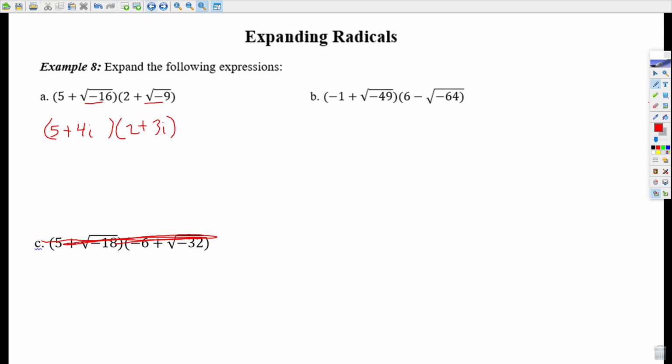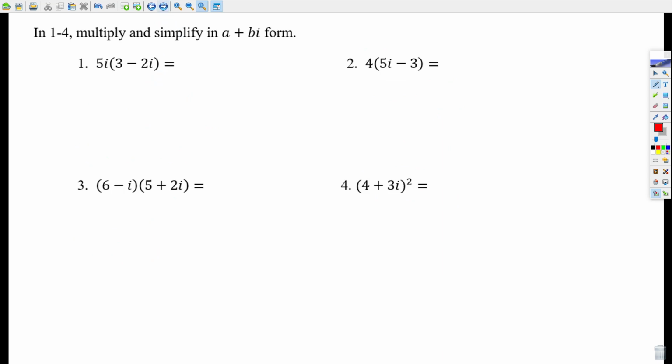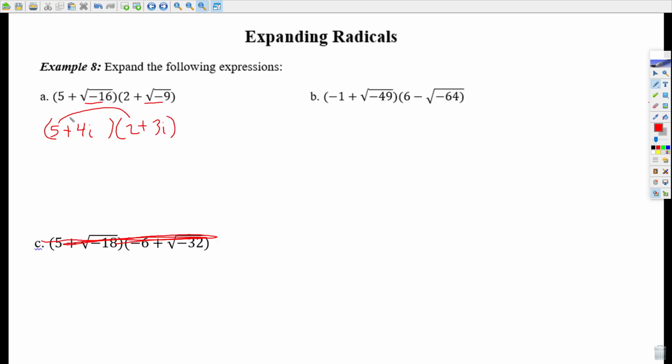So now we actually have a problem that we just did back here. You know, we have i's in these positions, and so it's no different. Where we can do the arches and finish it off from there. So let's go ahead and go through that. 5 times 2 is 10. 5 and 3i is 15i. 4i and 2 would be 8i. 4i and 3i would be 12i squared.